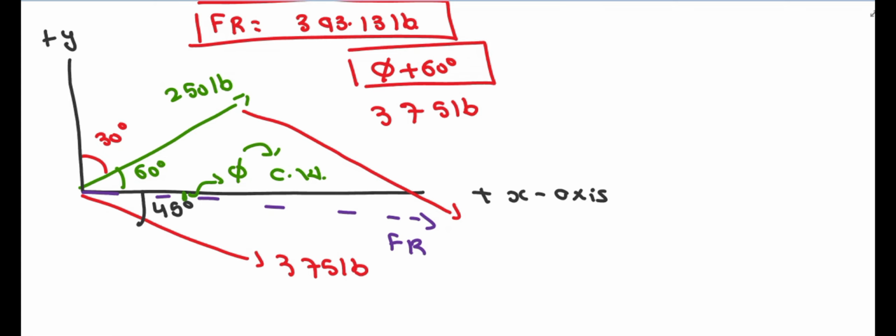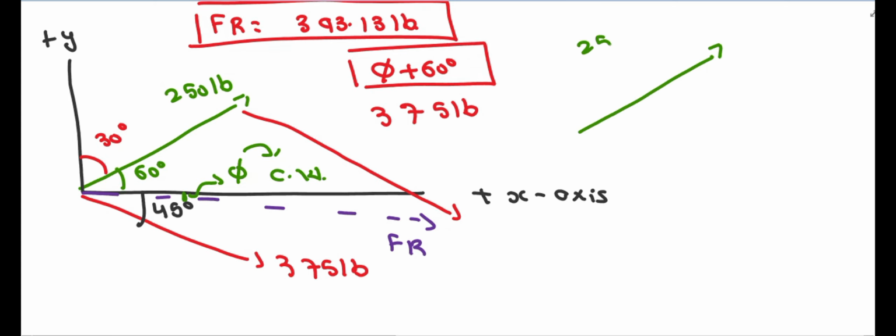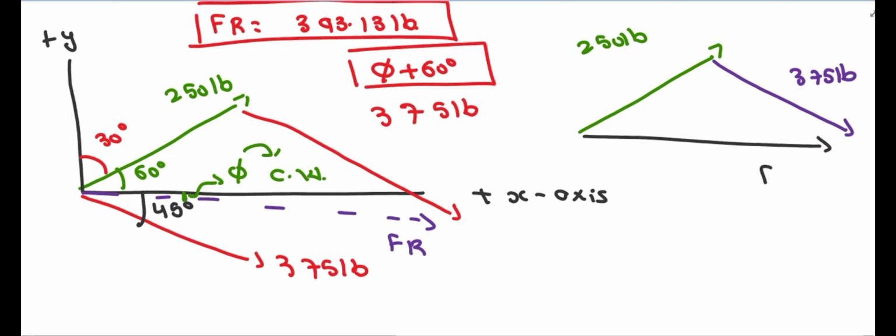So I'm extracting this diagram here. This is our 250 pound force, this is the 375 pound force, and this is the resultant vector. This is our 60 degrees plus phi angle. The angle between the 250 pounds and 375 pounds is 75 degrees. And this is our beta, the angle between the 375 pounds and FR.